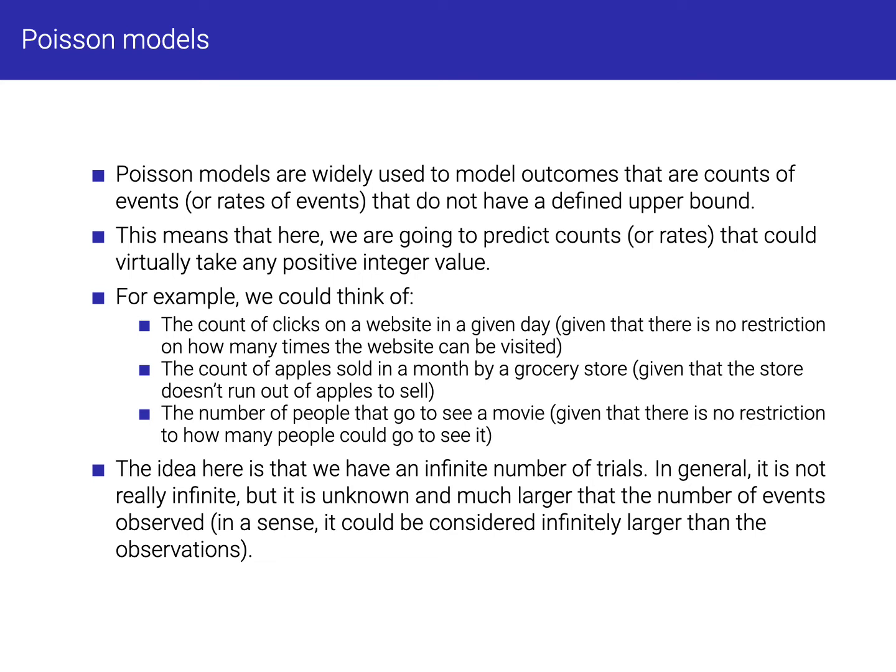What we really assume, and really all we need here, is that this number of trials may not be really infinite, but what matters is that it's unknown and much larger than the number of events observed. So in a sense, we could think of this situation as, let's say, the number of apples sold is always going to be a really small part of the apples that could be sold. So in a sense, the number of trials is considered infinitely larger than the actual counts, than the observations.